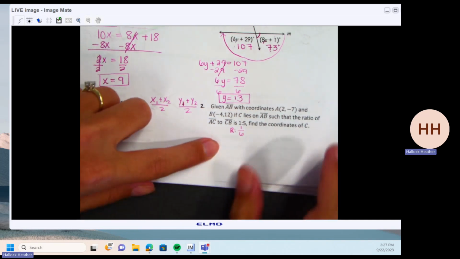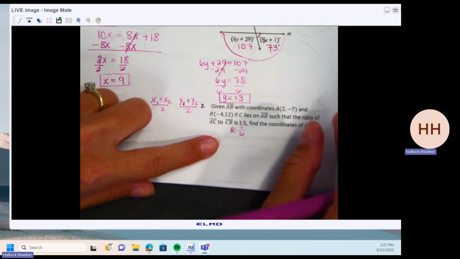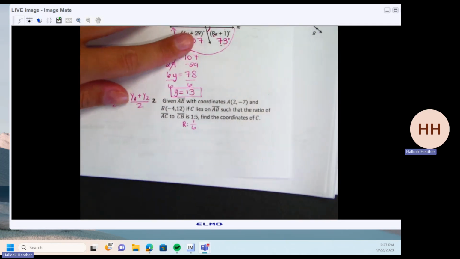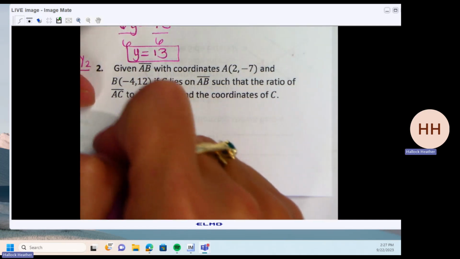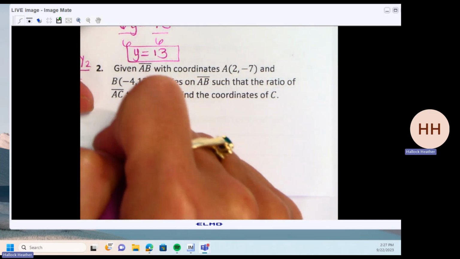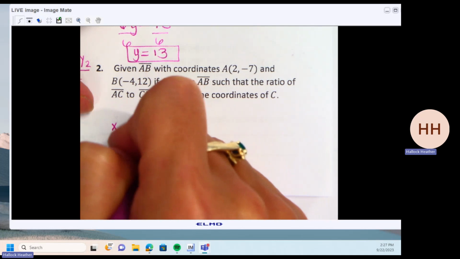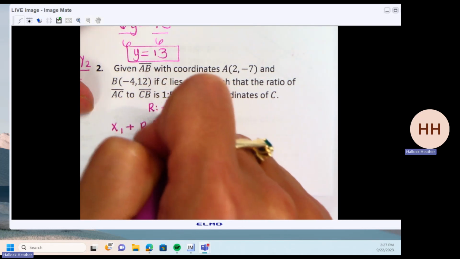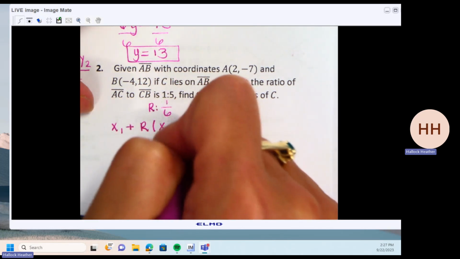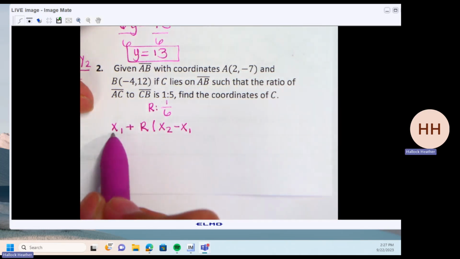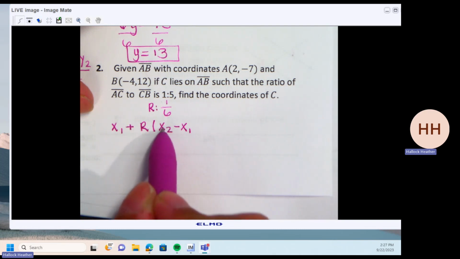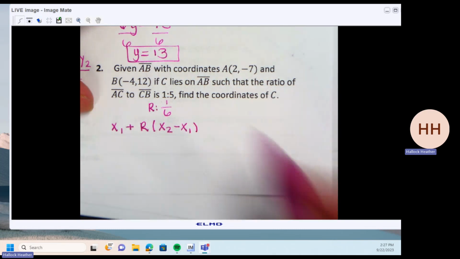The formula for this is on my wall in my classroom, but I will write it on here. Zoom in. You're taking your initial x value where you started, you're adding the ratio as a fraction, and you're multiplying by the difference of the x's. So you're taking the first x, you're adding the ratio multiplied by them being subtracted.